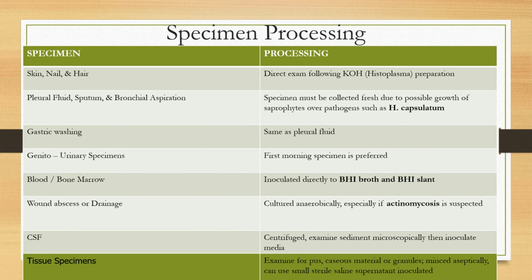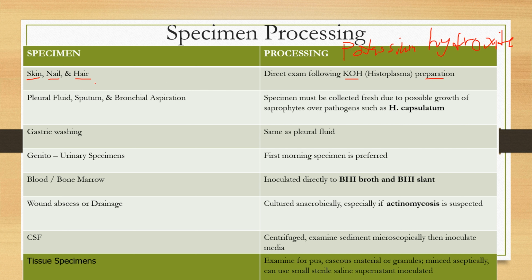So, this is the specimen processing. Kindly take note of them. For the skin, the nail, and the hair, they are directly examined following KOH preparation. KOH, class, this is your potassium hydroxide. The reason, class, take note of this, the reason why KOH is used for skin, nail, and hair.